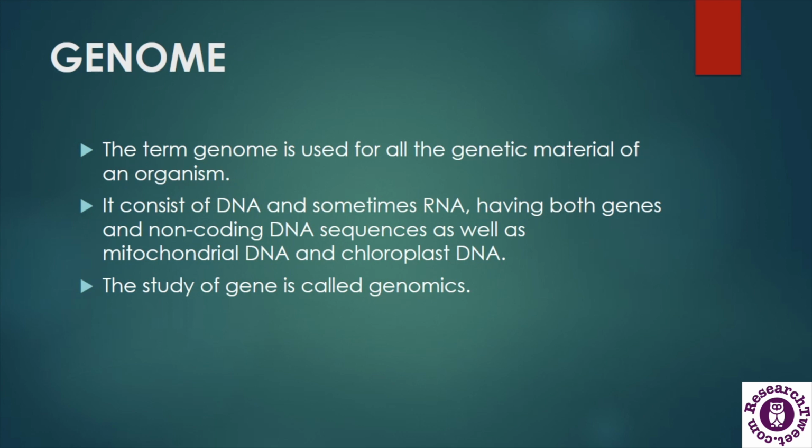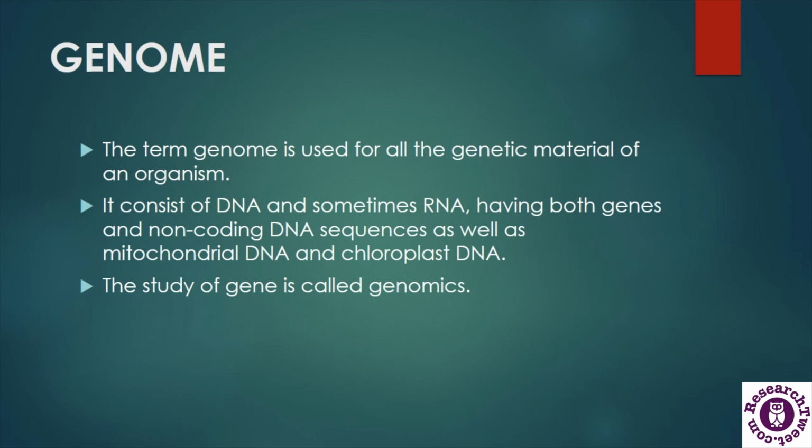And we know that there are two cellular organelles in the organism, named mitochondria, and in the case of plants, the chloroplast. Both of these cellular organelles contain their own genetic material. So in the genome of the organism, all the genetic material, from nuclear DNA to mitochondrial DNA, and all the genes, which can be coding as well as non-coding DNA sequences, are included.